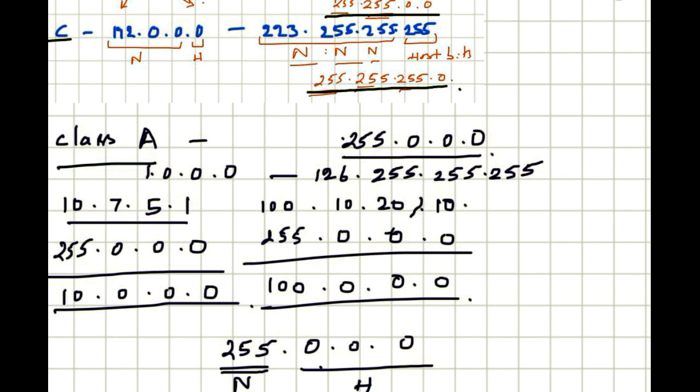the workaround is to borrow some bits from the host portion and combine them with the network portion, and give the remaining bits in the host portion to the hosts. You can see here how this is done.